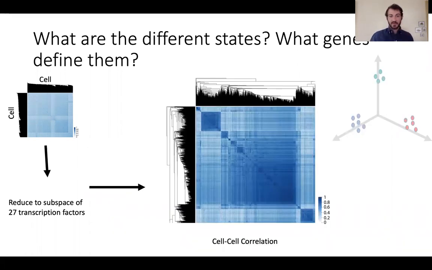And if I look at my cell-cell correlation matrix now, you can see that you start to see some structure. So here on the left is the cell-cell correlation in the full 720 dimensional space. And then in the center is in a 27 dimensional space, which are just the transcription factors I found to be important. And you start to see signature of different cell states. So this is very encouraging.